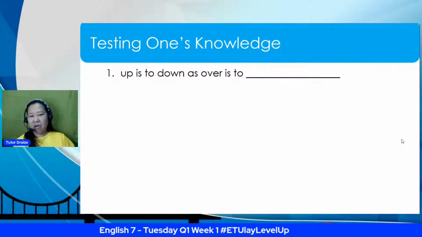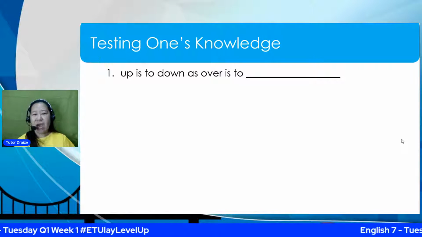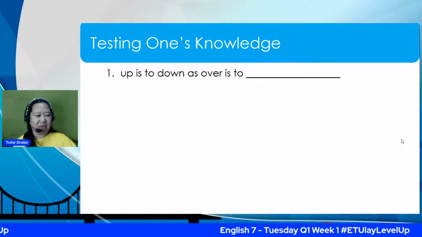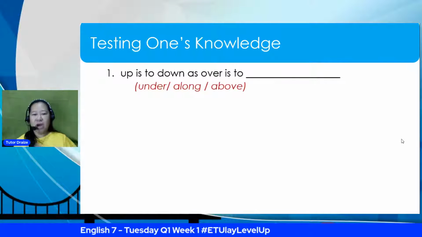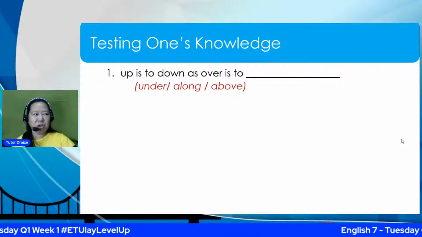Up is to down as over is to blank. So let me just flash everything. Okay, your choices would be under, along, and above. Okay, those are the choices.